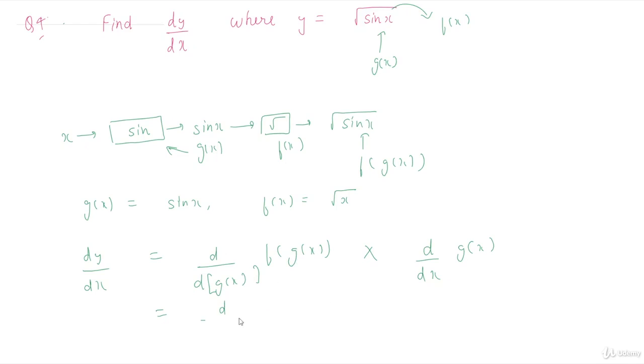We need to calculate d by d sine x of under root sine x, multiplied by d by dx of sine x, that is cos x. So let's see how we can calculate d by d sine x of under root sine x. Let's assume we need to calculate d by dx of under root x, which we can write as d by dx of x to the power half.